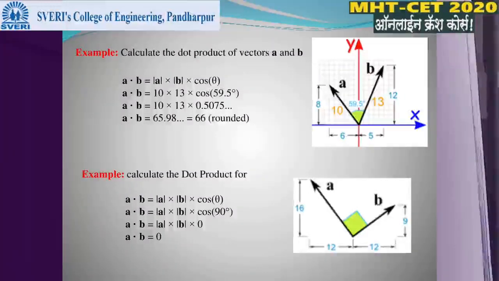a dot b is equal to mod of a into mod of b into cos theta. What is the value of theta? 59.5 degrees. What is the value of a? 10. What is the value of b? 13. Then go to the solution.